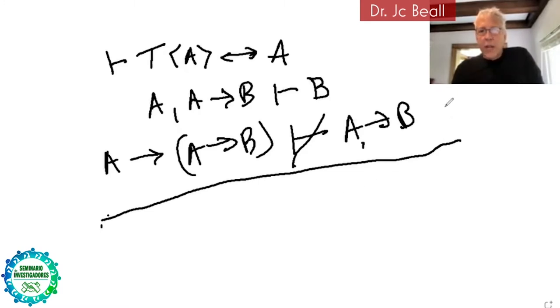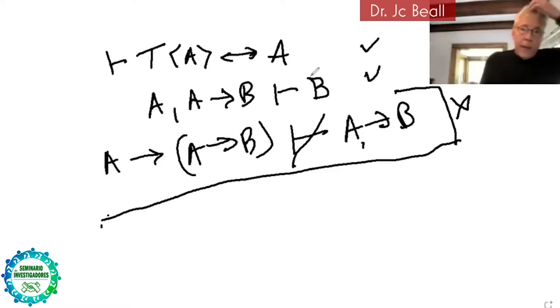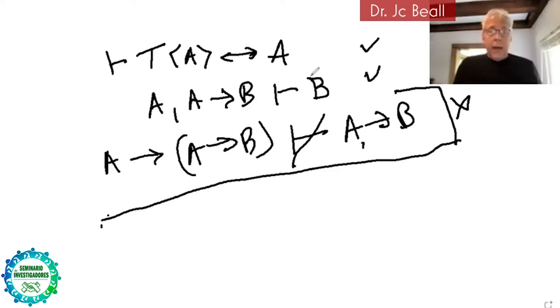So the question is, how do we lose that but maintain these? How do we get rid of this but maintain those? Okay. Here's the idea.